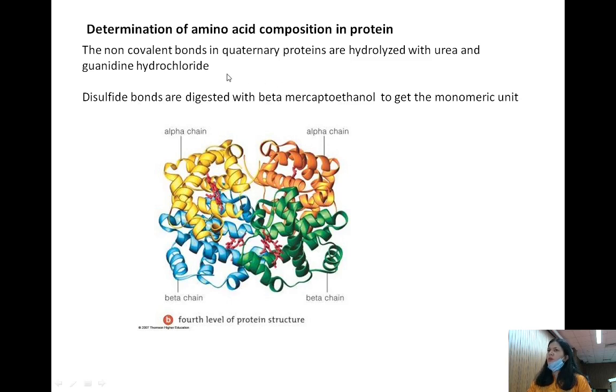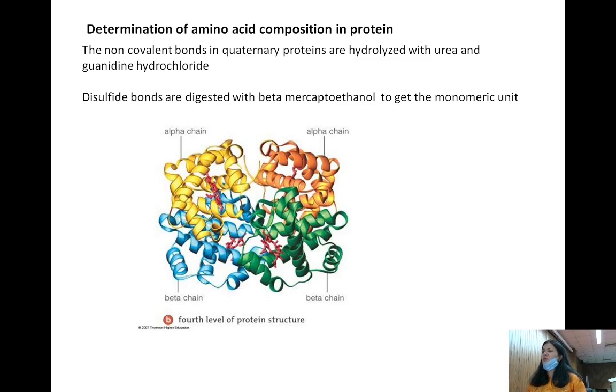So by treating the protein molecule with these different reagents like urea, guanidine hydrochloride, or mercaptoethanol, we will separate the quaternary structure and convert it into a primary structure. Clear? Any confusion? No, ma'am. First, what is the first step to sequence the protein? To break the non-covalent bond. Non-covalent bond present where? In between the quaternary structure. Yeah, in between the quaternary structure.